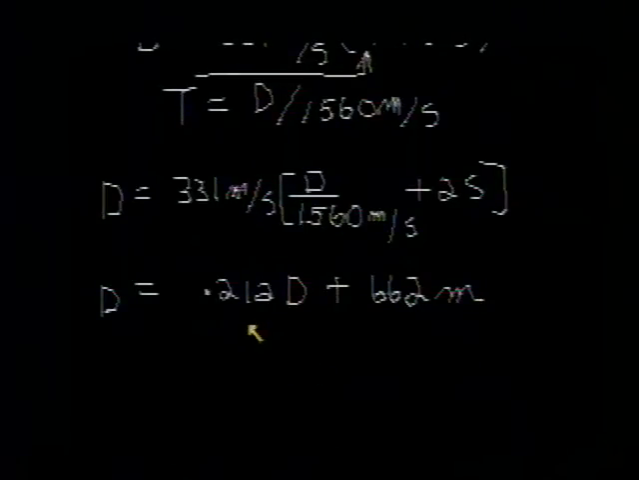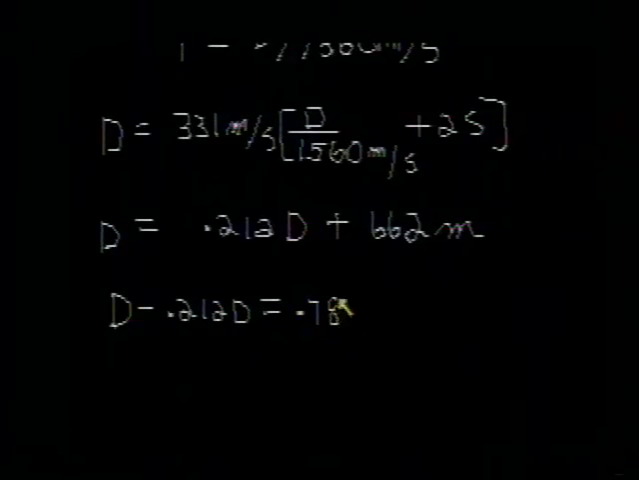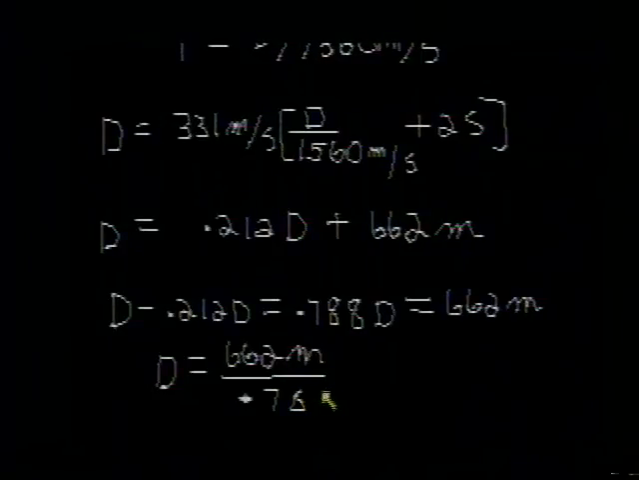Putting the 0.212d over on the left, I have d minus 0.212d, which then is equal to 0.788d, equal to 662 meters. I then solve that for d, and I have d is 662 meters divided by 0.788, and if you work out that calculation, that comes out to three significant figures to be 840 meters.